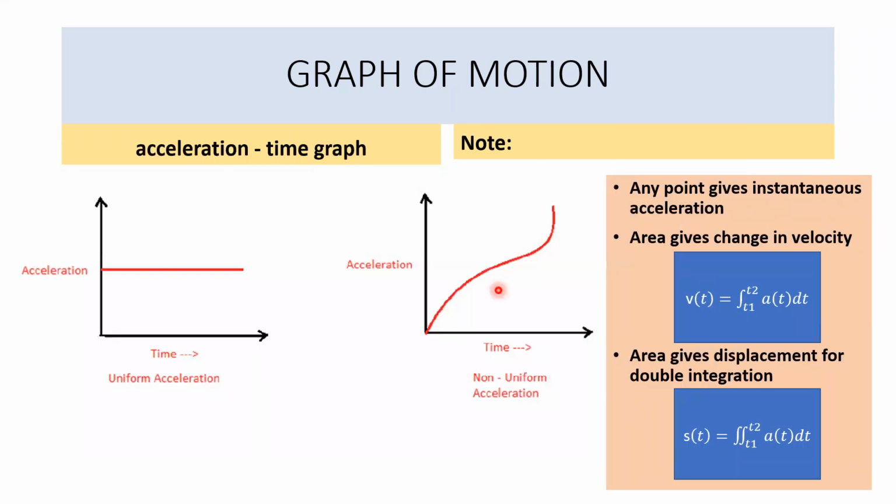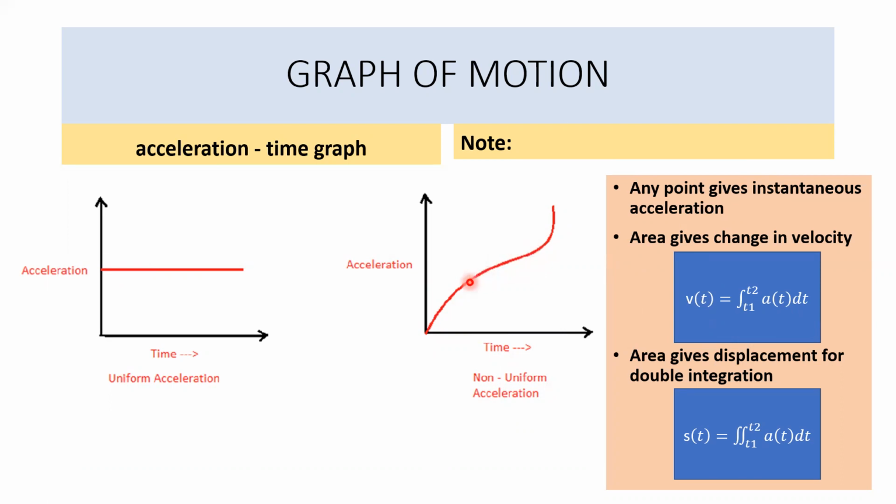The last graph is the acceleration-time graph. There are only two graphs. First is uniform acceleration, and the second one is non-uniform acceleration. For non-uniform acceleration, it is very difficult for us to understand. Why? Because if you want to find the gradient on the curve, we have to use the integration method, so you have to use mathematics.